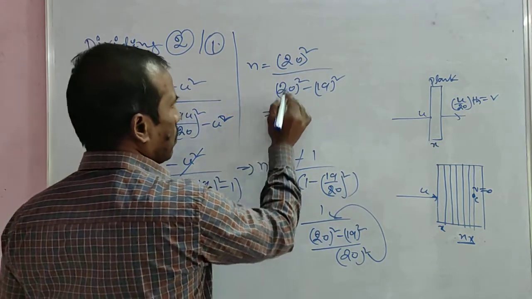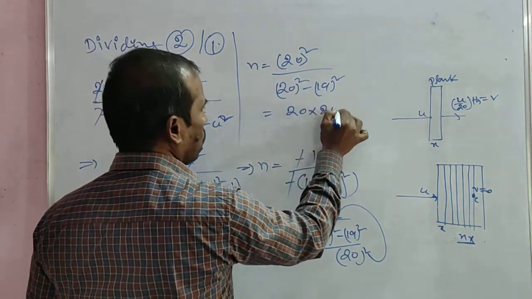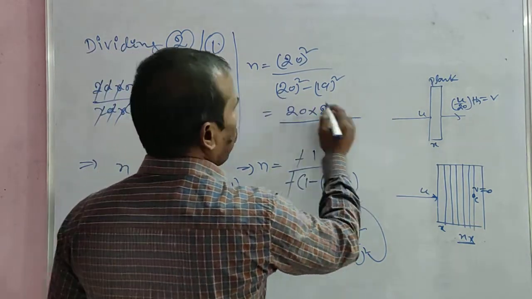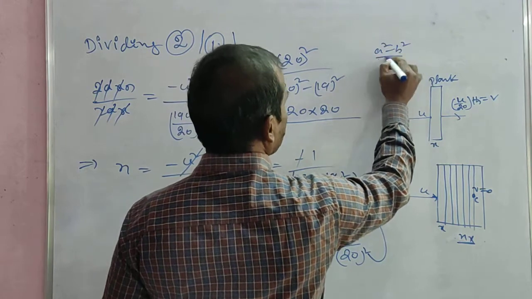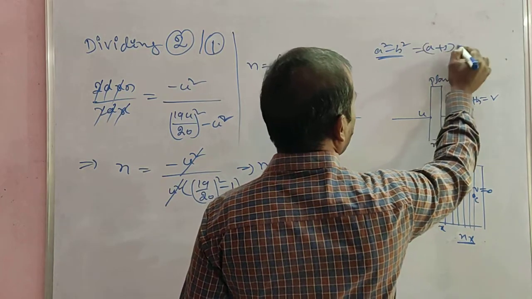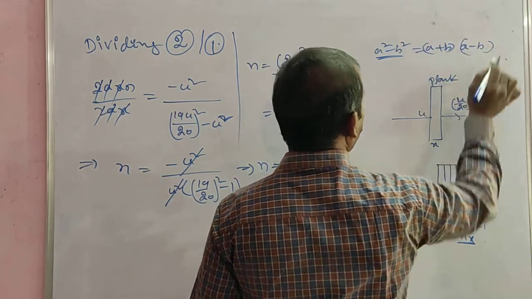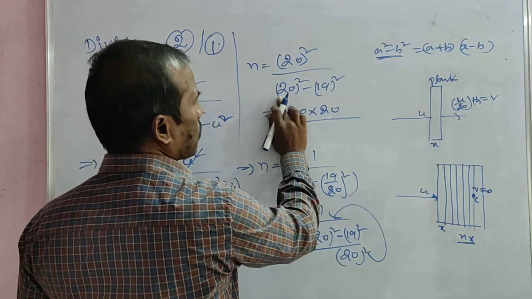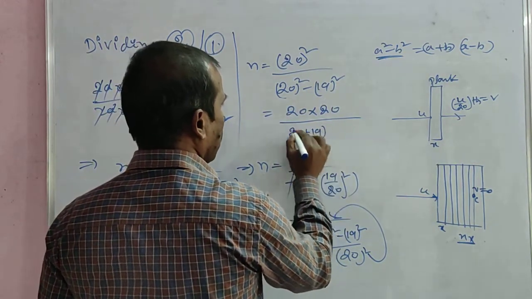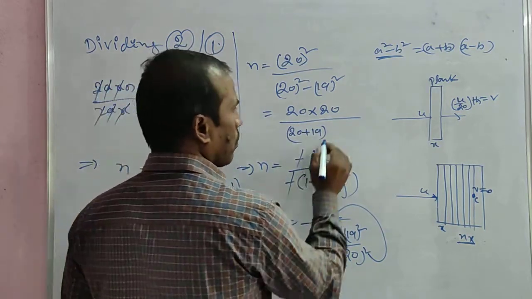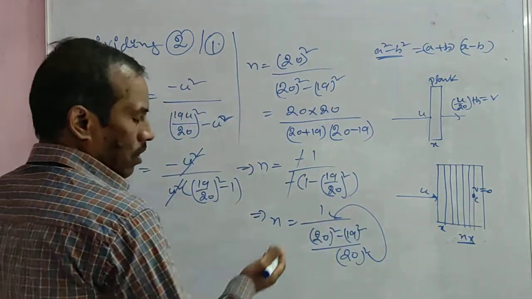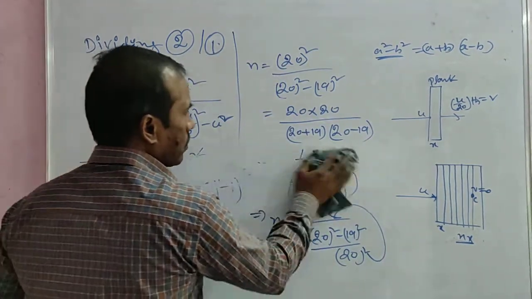So this is 20 into 20, that is 400. Next, here is the formula a square minus b square: a square minus b square is equal to a plus b into a minus b. So a value is 20, b value is 19, so 20 plus 19 into 20 minus 19. Note this one.